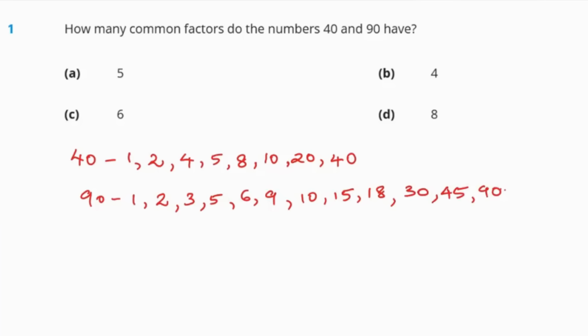Out of these, we have to find the common factors. Here 1 is common in both. Next, 2 is common in both. Next, 5 is common. And 10 is also common in both. Any others common? No. So we have 4 common factors for both 40 and 90. So the correct option is option B, that is 4.